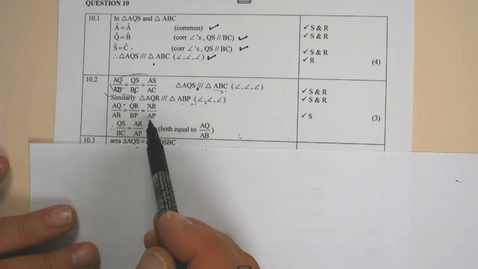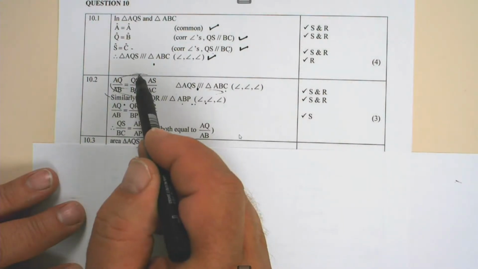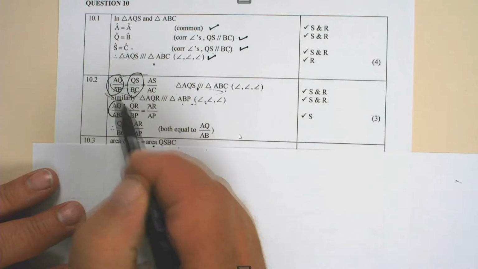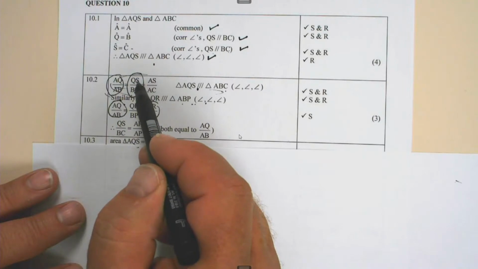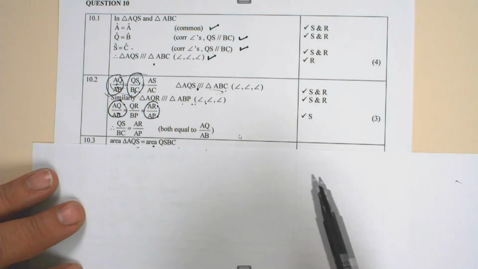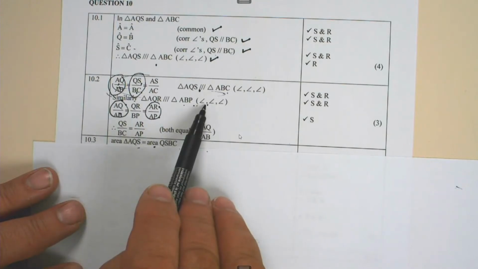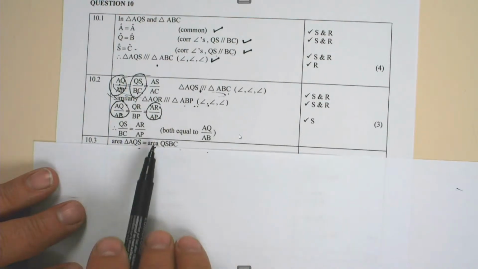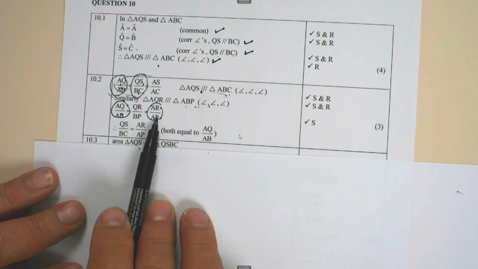And because AQ over AB is equal to QS over BC, and AQ over AB is equal to AR over AP, therefore, we can say that QS over BC is equal to AR over AP because they're both equal to AQ divided by AB. So 1 mark for statement and reason, 1 mark for this statement and the reason, and then we can say, in this case, just for that statement, we give another mark.